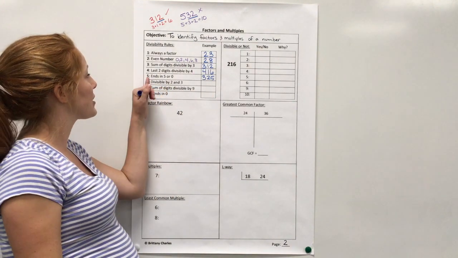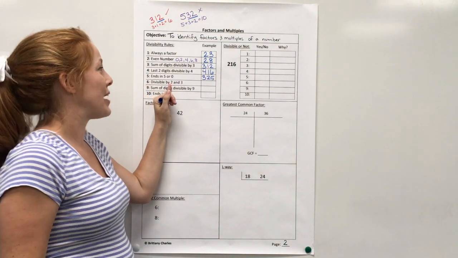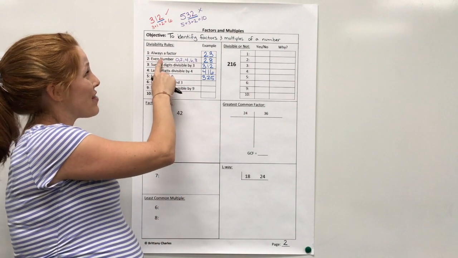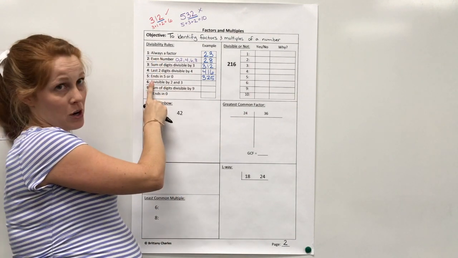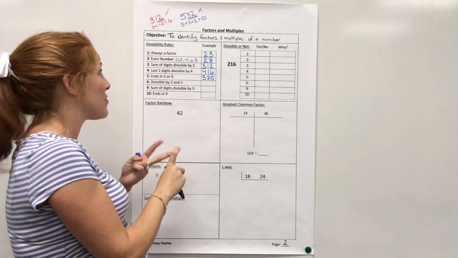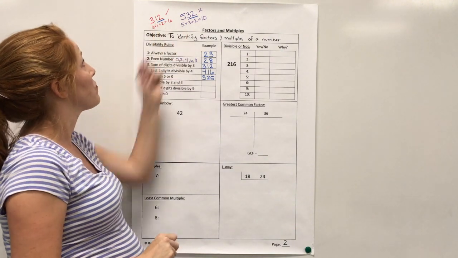Okay, next, the rule for 6. Well, it has to be divisible by 2 and 3. So if you've already checked 2 and 3, and they both work, you know 6 will work. So that basically means that it has to be even, and the sum of the digits has to be divisible by 3. So let's go ahead and look up here.